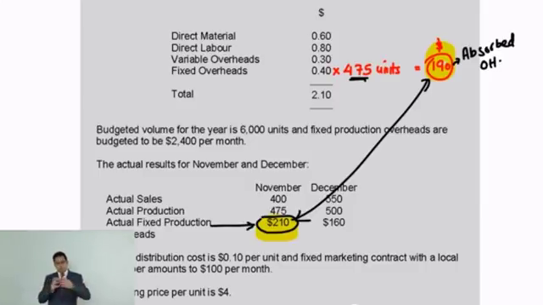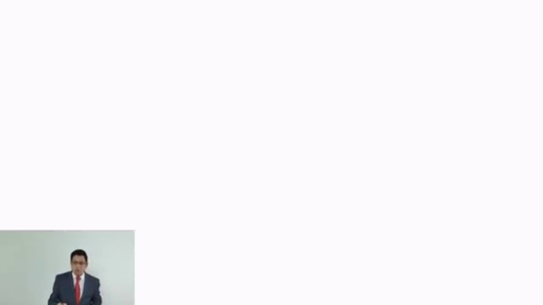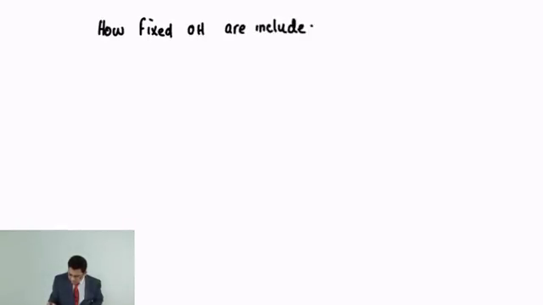Let me explain the whole rationale of how this overabsorption and underabsorption works. How fixed overheads like rent, rates, depreciation, fixed insurances are made part of the production or product. So here is how fixed overheads are included in product cost using absorption costing.